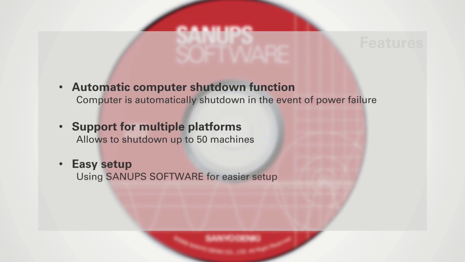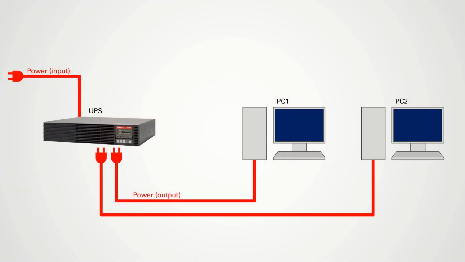By using the SANUPS software, the shutdown parameter setting can be done easily. When connecting one or multiple computers' power supply to our UPS product, we can use SANUPS software to automatically shut down the computers when there is a problem with the incoming power supply.